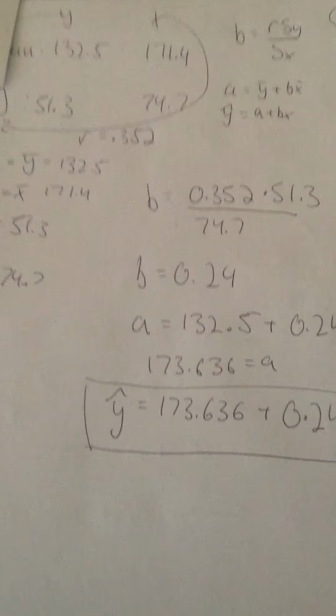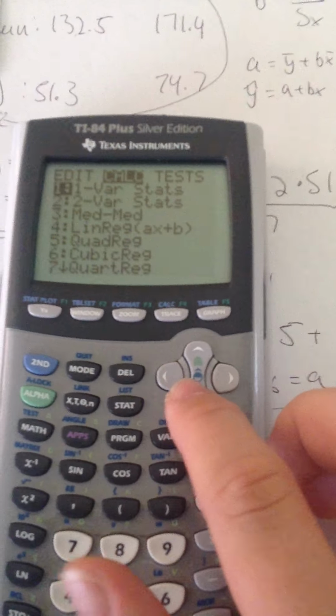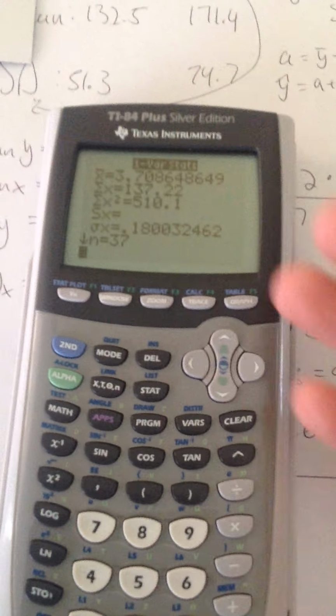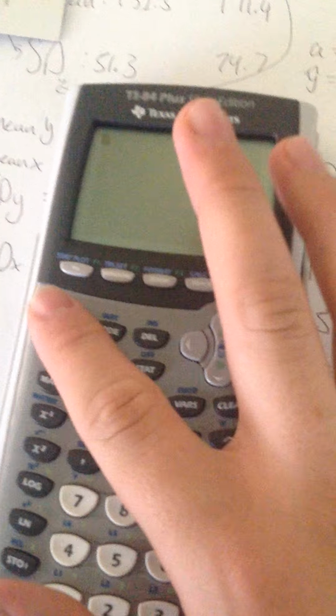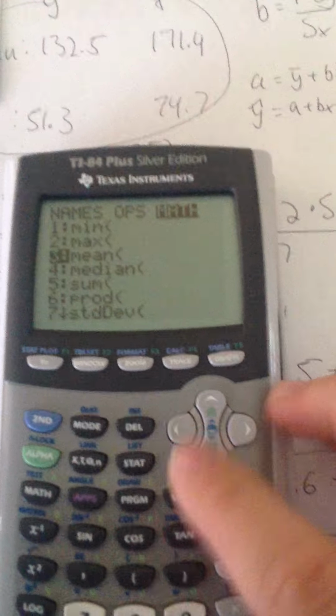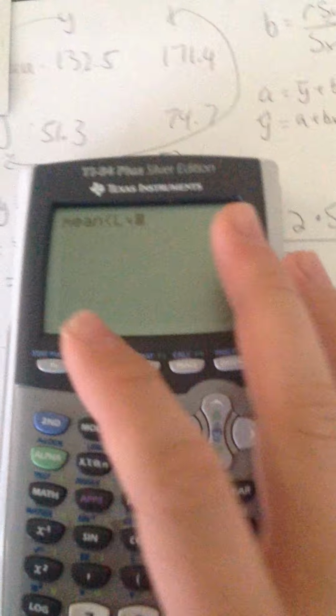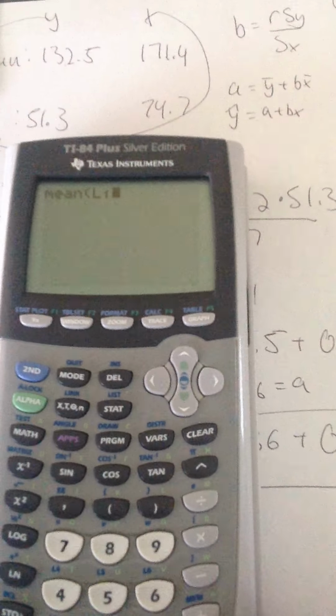Another interesting thing is if it's asking you for the standard deviation or the r value, don't forget your calculator can do that. Don't forget about stat calc, one variable stat. I already have the lists in, and it'll give you the x bar, which is the average, the standard deviation, all that stuff. But if you don't feel like doing that, you can go to second stat, go to math, and choose mean of L1, and boom, 3.7. That's actually part of the next question.